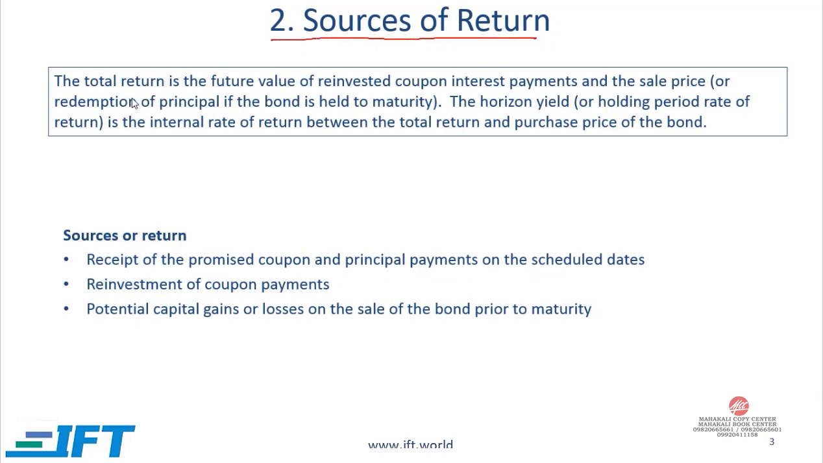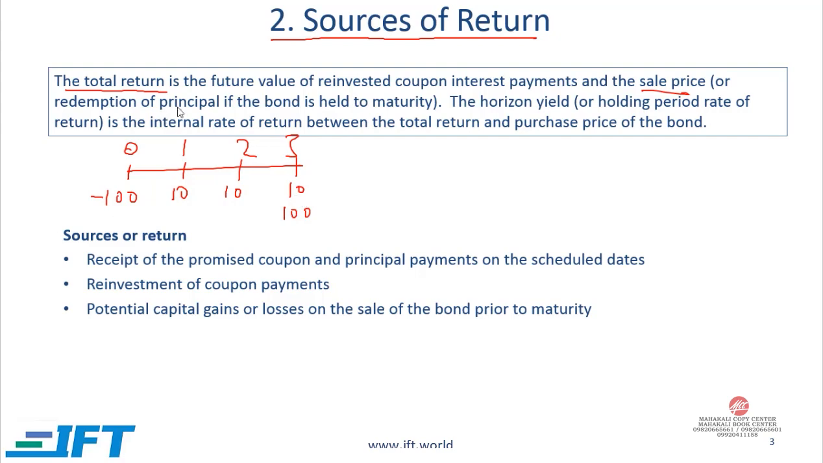When you invest in a fixed income security, the total return is the future value of reinvested coupon interest payments and the sale price. Let's say that you invest in a fixed income instrument, and let's say that your investment horizon is 3 years. Say you buy this bond for 100 and you get a coupon of 10%. So the coupon is 10, 10, 10, and you get 100 back over here.